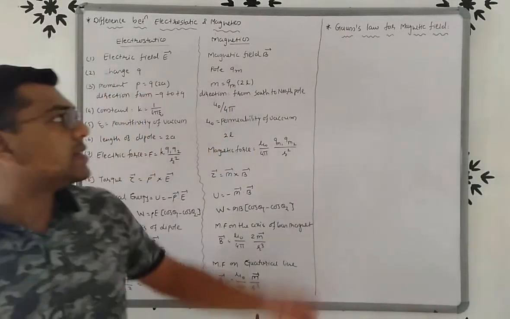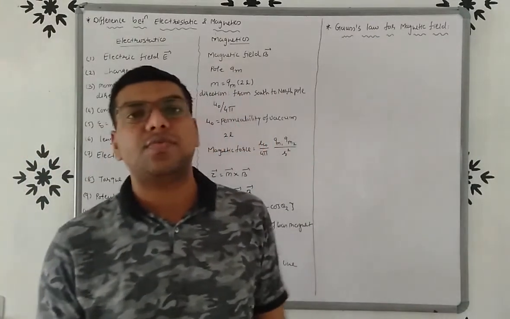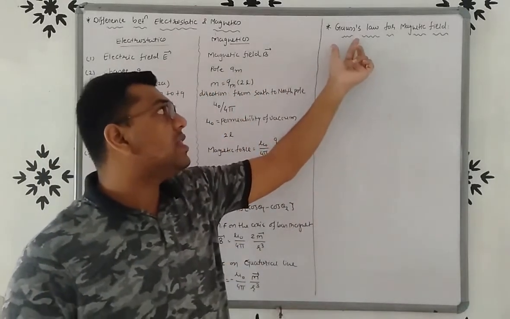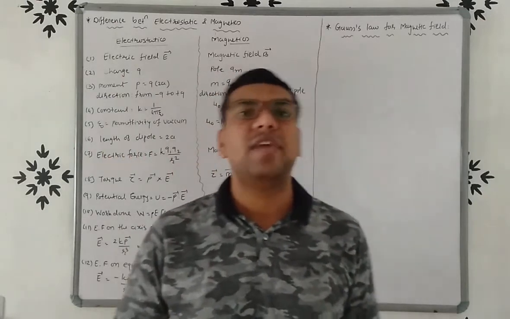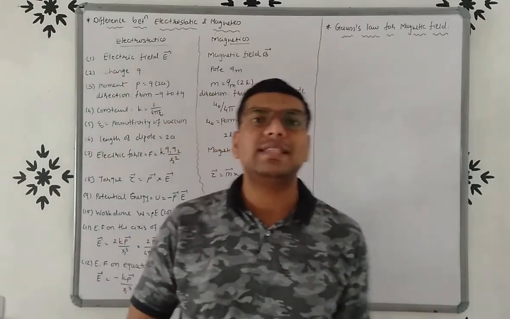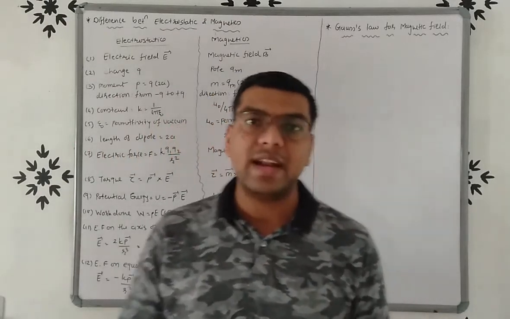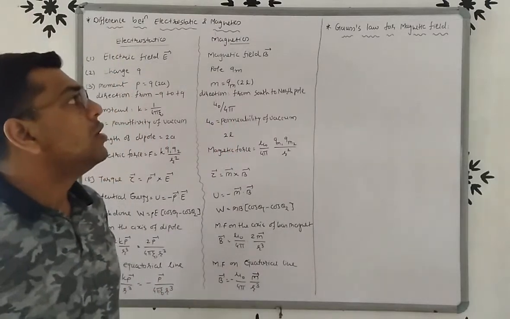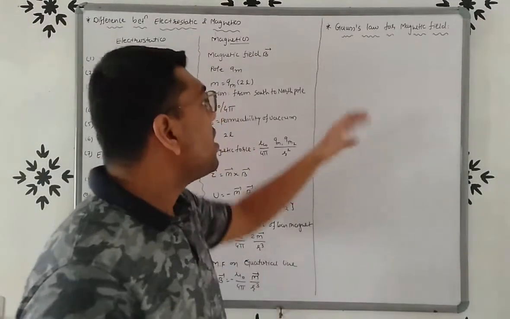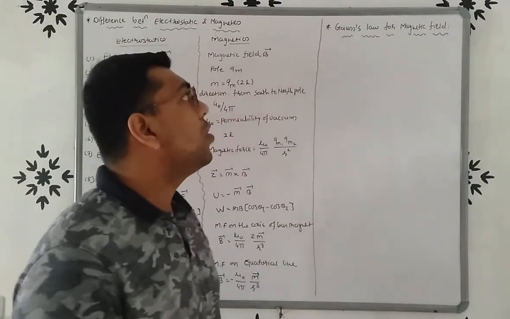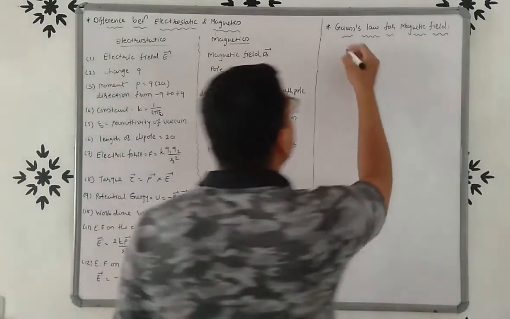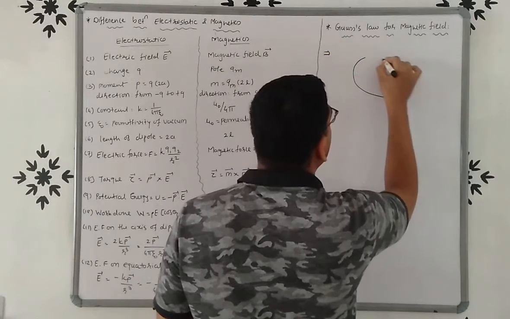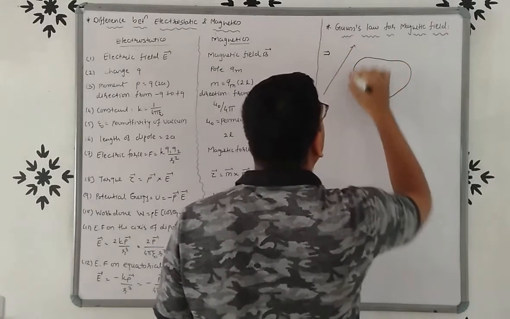Now we discuss another important question for your examination. The question will be like this: explain the Gauss law for magnetic field. Now friends, we already discussed Gauss law for electric field. Now we discuss Gauss law for magnetic field. So to obtain the Gauss law for magnetic field, we consider one closed surface placed in the magnetic field as shown in the figure, like this.